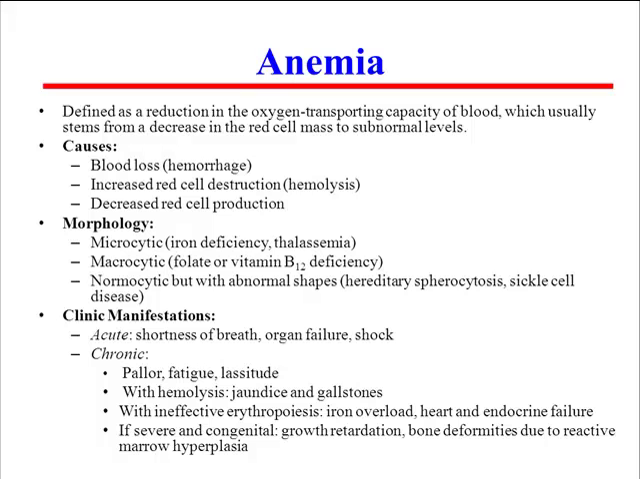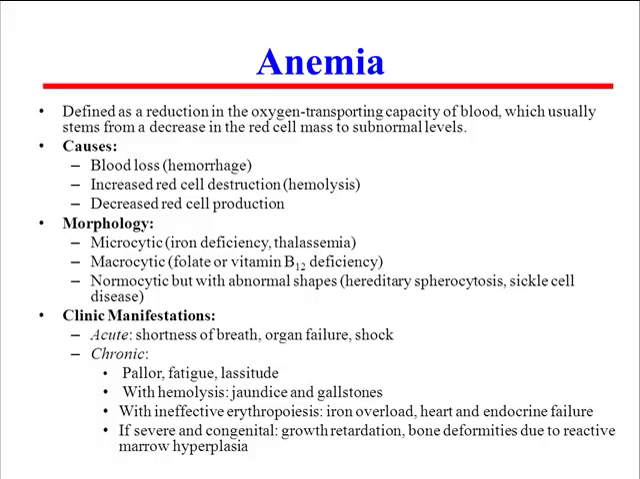There are several causes of anemia, and we'll go through and talk about the different diseases that cause anemia. The first thing we're going to talk about is anemia from blood loss, and then we'll talk about anemia that is caused by increased red cell destruction, and then anemia that is caused by decreased red cell production. And as we talk about these different disorders, we're going to talk about how the red blood cells change in morphology.